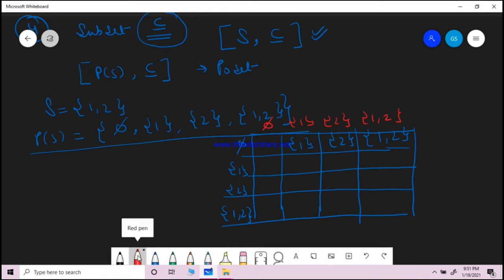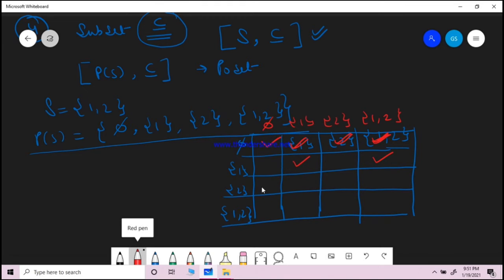Let's see. Phi is a subset of phi? Yes, any set is a subset of itself. Phi is a subset of 1, yes. Phi is a subset of 2, yes. Phi is a subset of {1, 2}, yes. Understood? Now check: 1 is a subset of phi? No, so I keep it blank. 1 is a subset of 1, yes. 1 is a subset of 2, no. 1 is a subset of {1, 2}, yes.